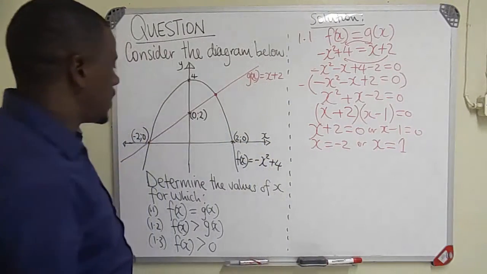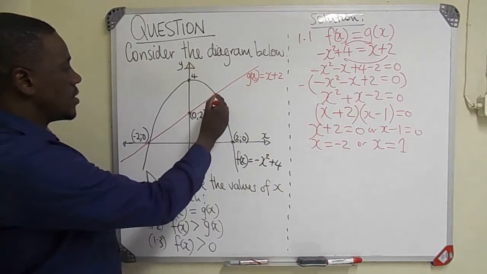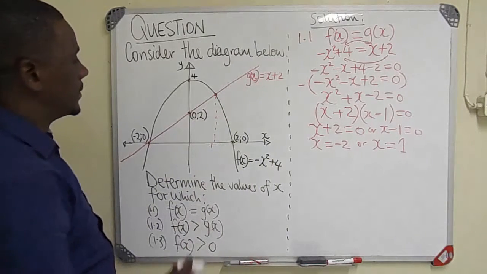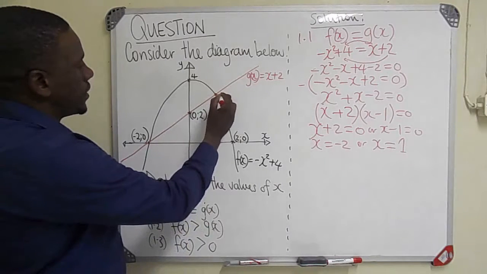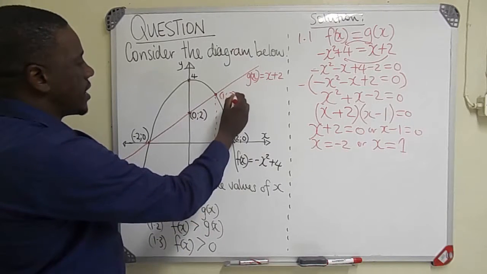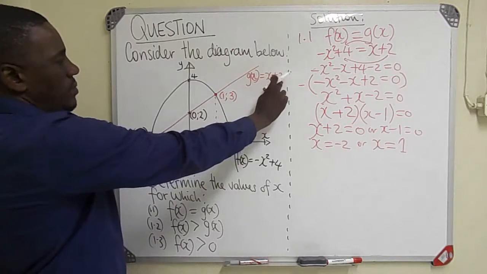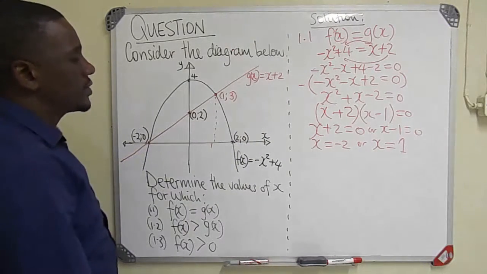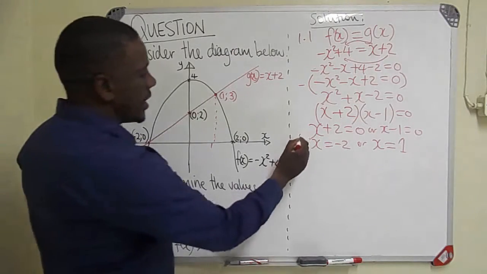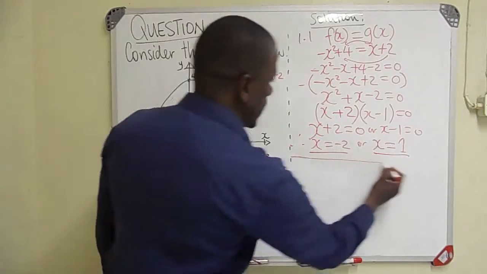At this point here, it's minus 2, 0. At this point here, our x is 1. So this point here is 1 and a positive 3. You substitute the value of x here, it's 1 plus 2, you get 3. So f of x is equal to g of x. The x values are the ones that are needed. These are the two values.